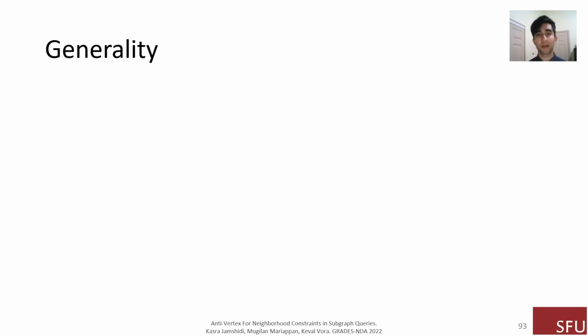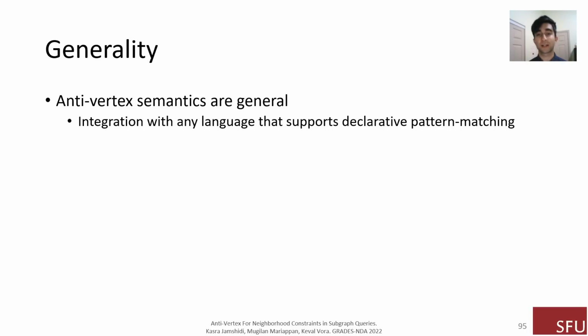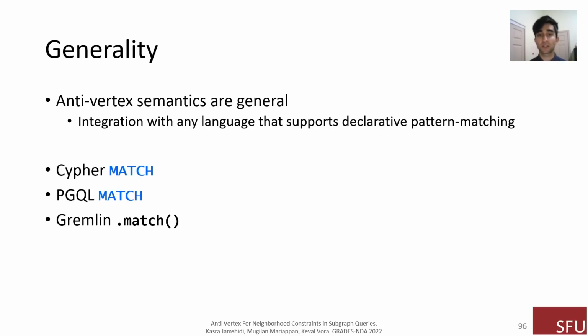Using these formal semantics, the anti-vertex construct can be added to any graph query language that has declarative pattern matching syntax. In Cypher and PGQL, there's the match clause, and Gremlin has a .match operator, and so on.